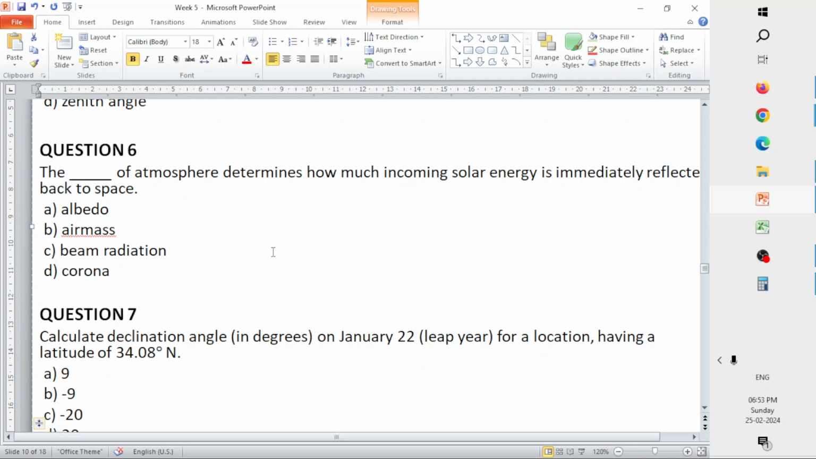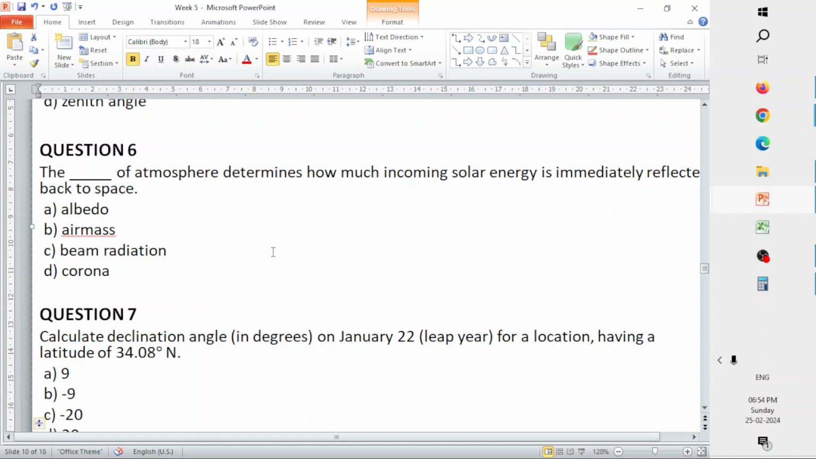So here we have four different terms, but the question is, as we discussed previously also, the solar energy is going to get reflected back to space because of its interaction with the atmosphere. So what is that term called? Beam radiation is nothing but the solar radiation that is going to fall directly onto your ground surface without undergoing any kind of scattering by the atmosphere. So the beam radiation option is wrong. Next comes the corona. What corona means is the outer layer of the sun.